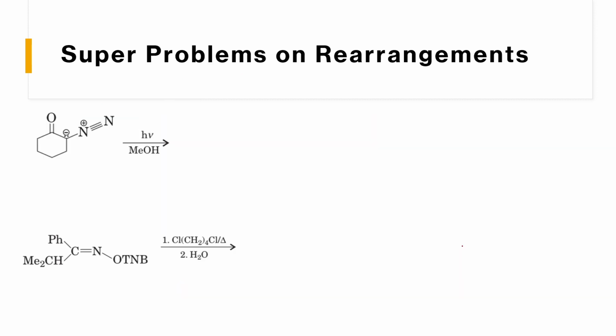Okay, let's move on to the next reaction. अब आप देख रहे हो कि यहाँ पे कुछ थोड़ा सा weird सा एक molecule दिख रहा है आपको. Now, it is not a very difficult compound to assess. This is a diazoketone. Okay, this is a cyclic diazoketone. Now, how would the reaction take place?